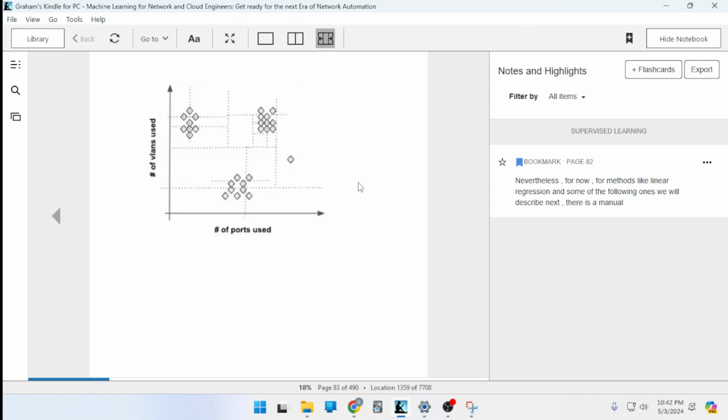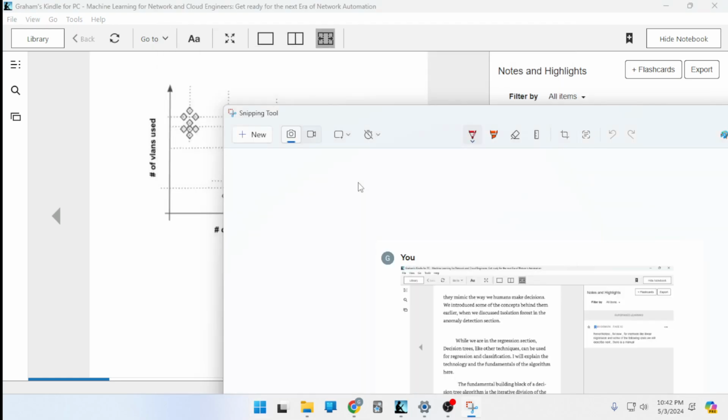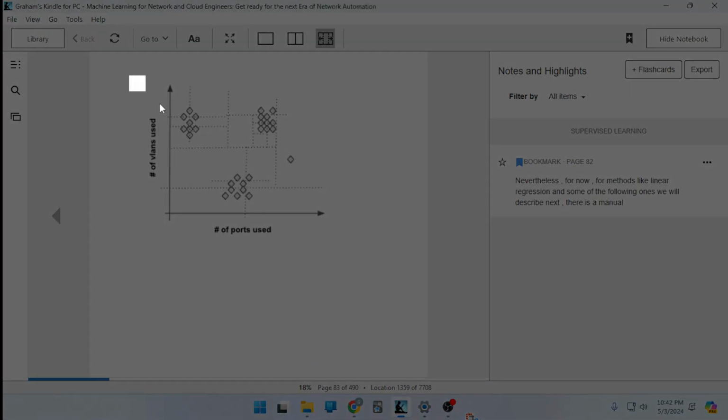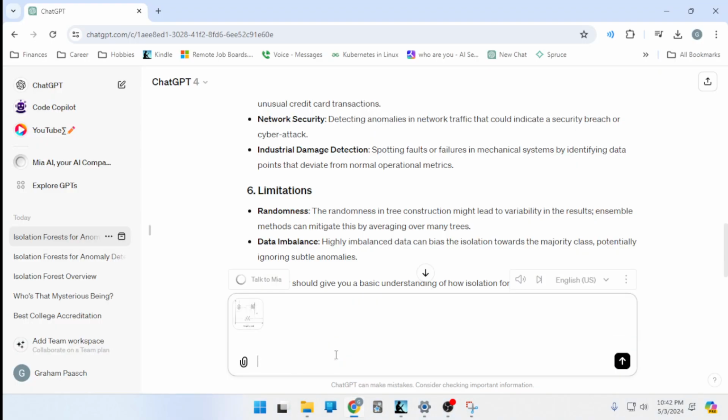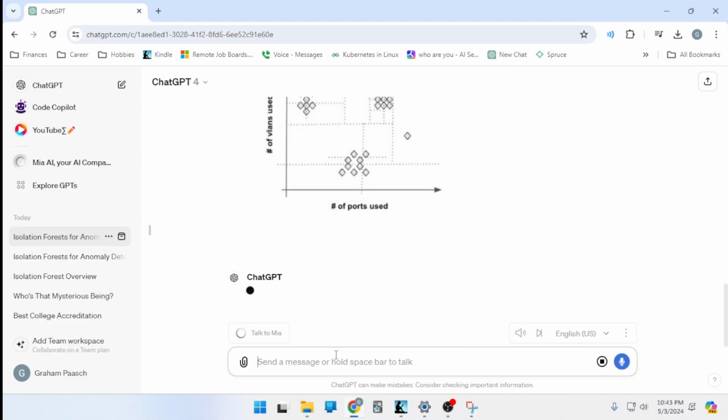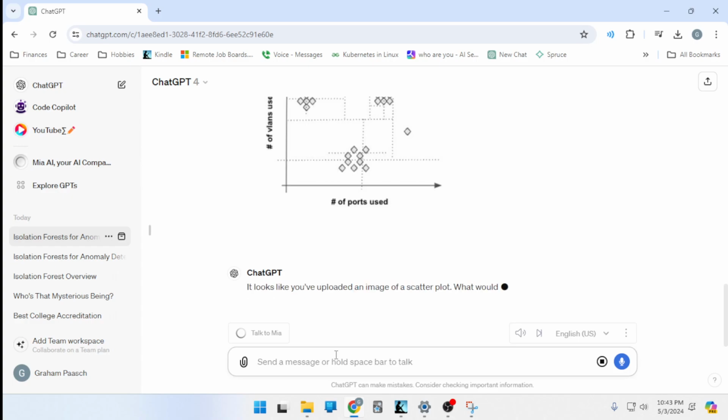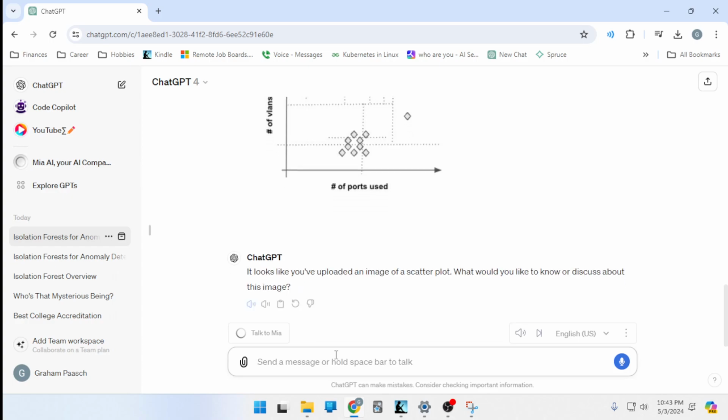There we go. Let's see what ChatGPT has to say about this. It's so easy to prompt it now that I got this extension working again. It looks like you've uploaded an image of a scatter plot. What would you like to know or discuss about this image? So just help me understand this image.